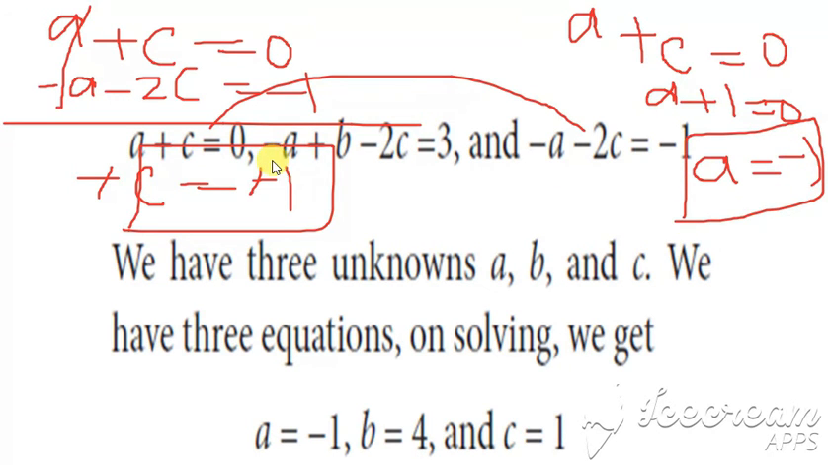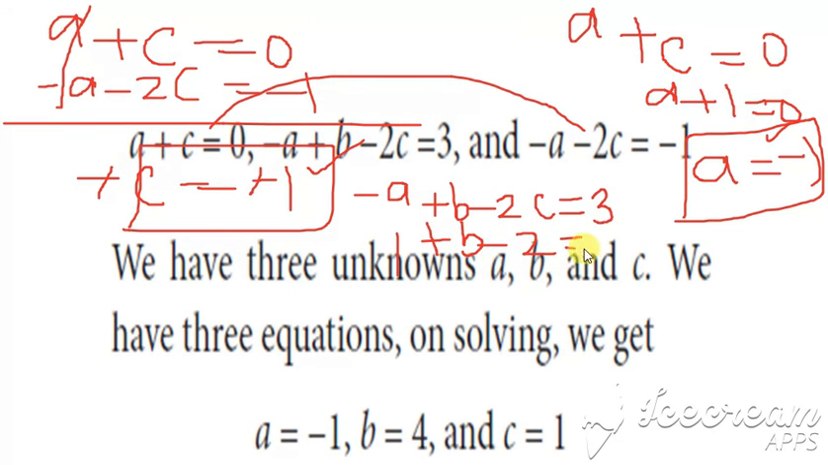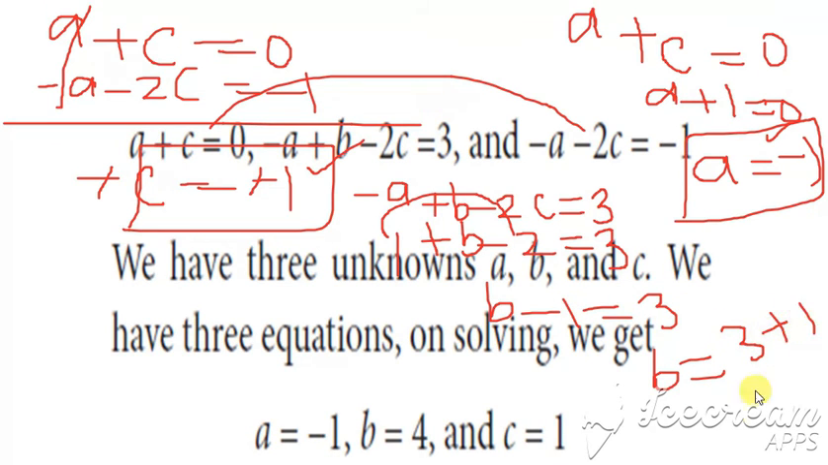So we have got the values of a and c. Substitute in the second equation: minus a plus b minus 2c equal to 3. Minus of minus 1 is plus 1, plus b, minus 2 into c, where c is 1, equal to 3. Here we have minus 2 plus 1, which is minus 1. So b minus 1 is equal to 3. Bringing this to the other side, b is equal to 3 plus 1, so b is equal to 4. This value of a, b and c is written here.